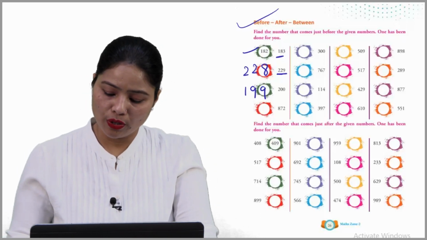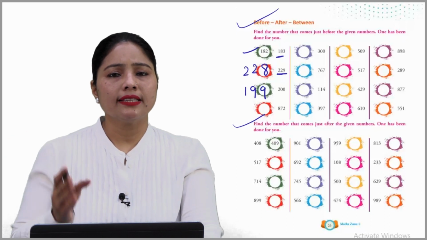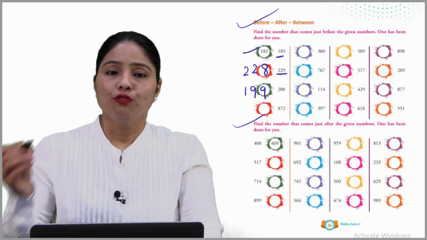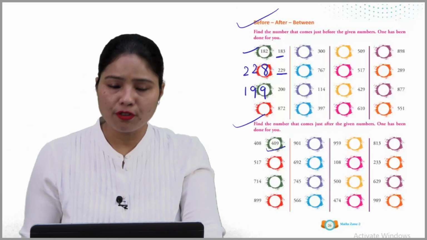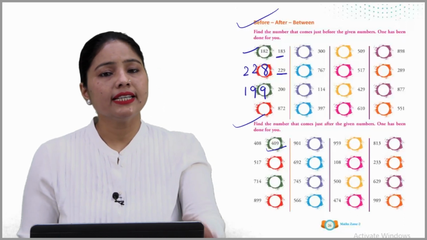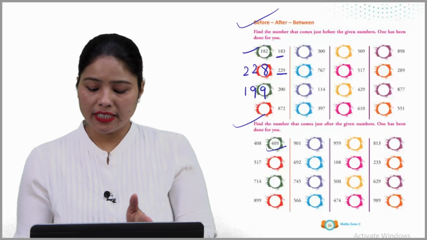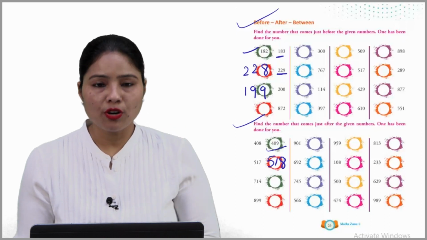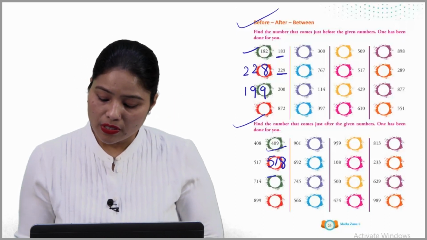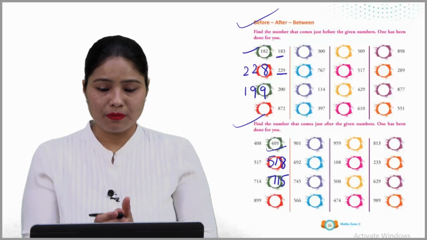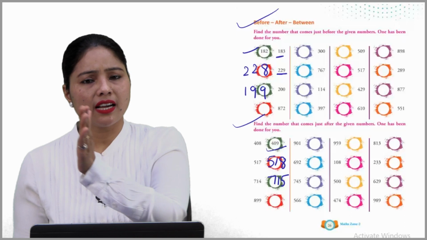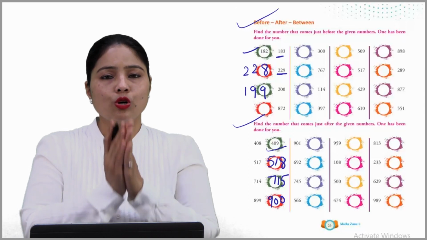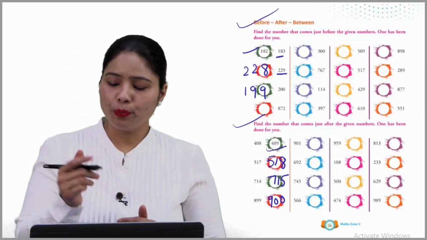Okay. So now move on. Next one. Find the number that comes just after the given numbers. Okay. One has been done for you. After 48 comes 49. Similarly 517. After 517, 518 comes, like this. Okay. 714. After 714, 715 comes. Similarly after 899, 900 comes. So beta, these are the concept of after numbers. Okay, I hope you understood well.